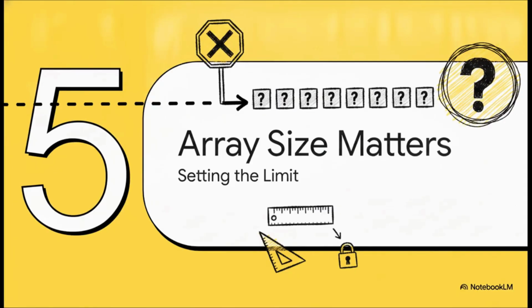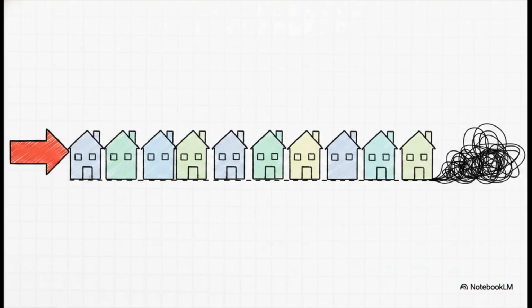Now for section 5, why array size matters. This brings us to a huge, critical, missing piece of the puzzle. If we're doing pointer arithmetic and we only have the starting address, how does the function know when to stop? The source lecture uses this fantastic analogy for this.